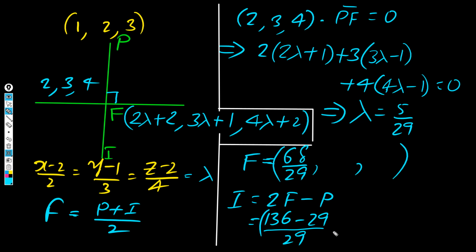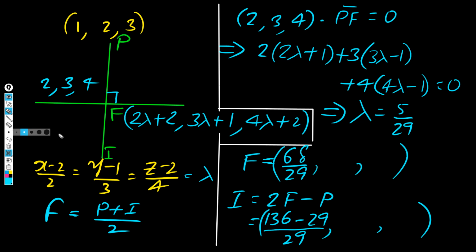Just check the options. You will not have more than one correct answer because foot and image will be unique. That is the reason why you will not have double answers. Let us check it out. For this one, 68 by 29. For this one, 29 means you have a difference of 7. No, it should be 107 by 29.